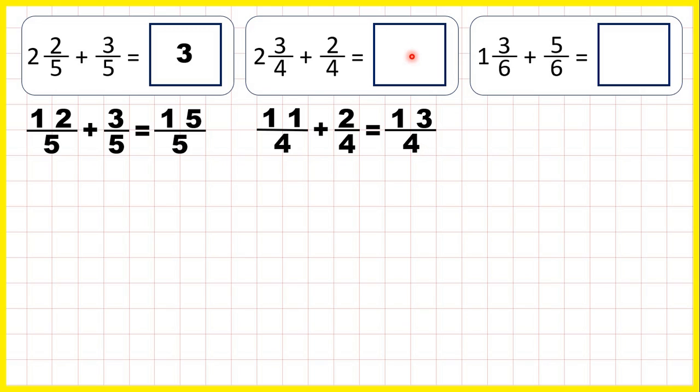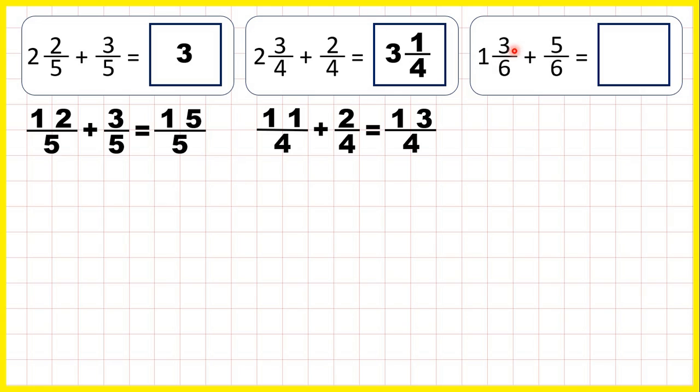But we can change that back into a mixed number by dividing. 13 divided by 4 is 3 remainder 1, and the denominator stays the same. So our answer is 3 1/4.